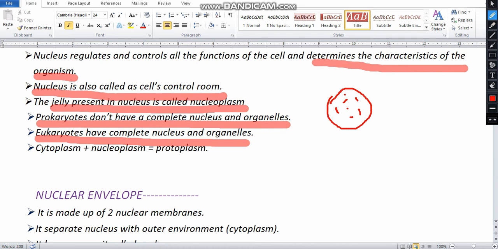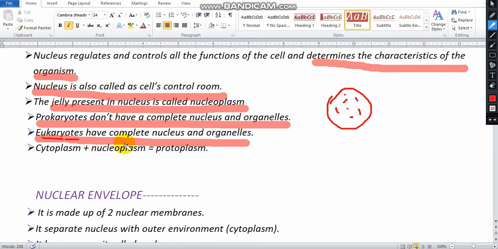Eu means true and karyotes means nucleus. In the word eukaryotes itself you can understand its meaning. So there will be a true nucleus, which is complete. Inside a cell there is cytoplasm, and inside the nucleus there is nucleoplasm.